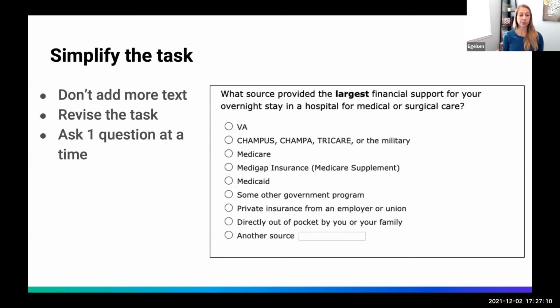Now this will result in more questions on your survey, but I want to note that burden isn't determined just by the number of questions, but also by the complexity of the questions. So a 10-question survey with simple, straightforward questions is going to be a lot easier for people to answer than a 5-question survey that is complex or confusing. And it might even take less time for them to answer.